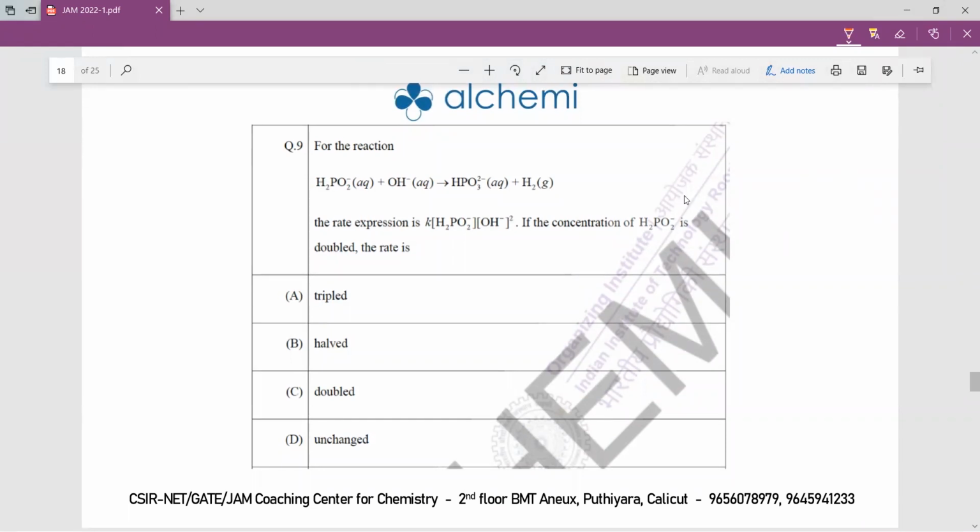9th question. For the reaction H2PO2 minus plus OH minus gives HPO3 2 minus plus H2, the rate expression is given. If the concentration of H2PO2 minus is doubled, the rate is. It's a very easy question actually. If you look at the power of the concentration of H2PO2 minus in the given rate equation, it's 1. If it is 1, and then if it is doubled, the rate also will be doubled. Okay. So the answer will be option C.